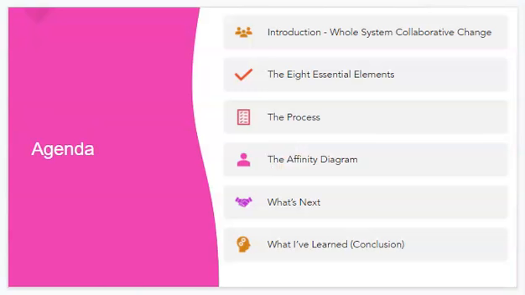The agenda for this presentation is as follows. I'll have an introduction and let you know about whole system collaborative change. I'll describe and define the 8 essential elements in designing a change method. Talk about my process in creating my affinity diagram. And then I'll give you a sneak peek at the draft of my affinity diagram. I'll talk a little bit about what's next in this assignment and, of course, what I've learned.